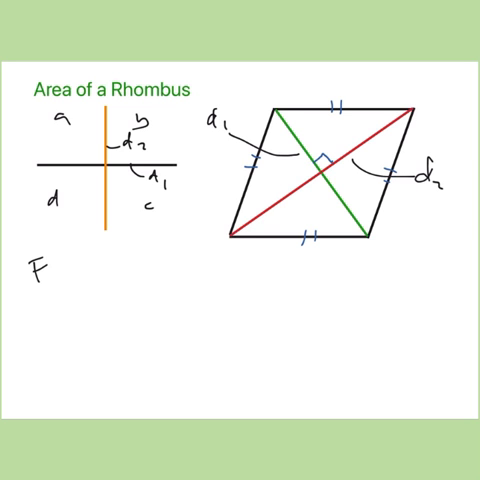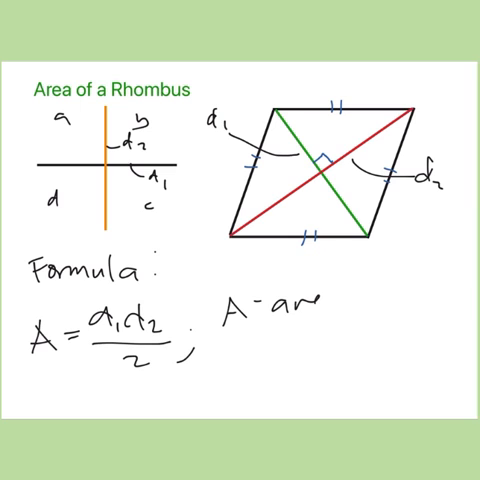So the formula to find the area of the rhombus is A equals D sub 1, D sub 2 all over 2, where A stands for the area and D1 and D2 stand for the diagonals of a rhombus.